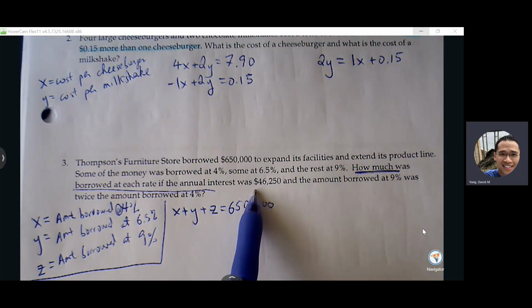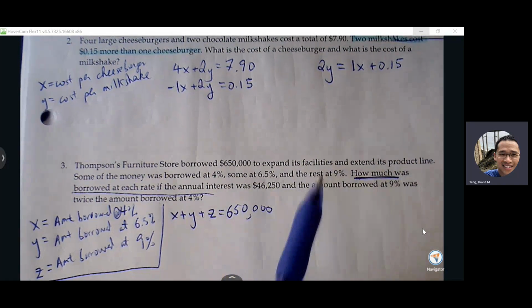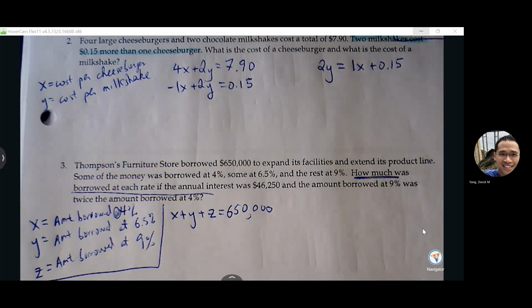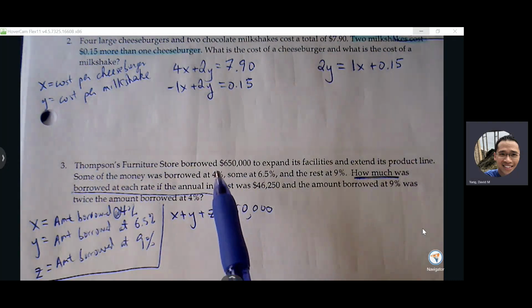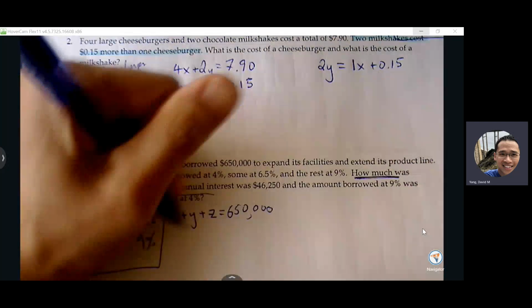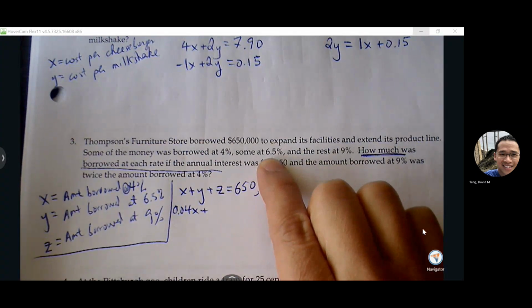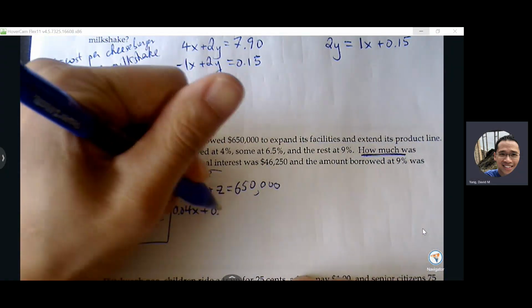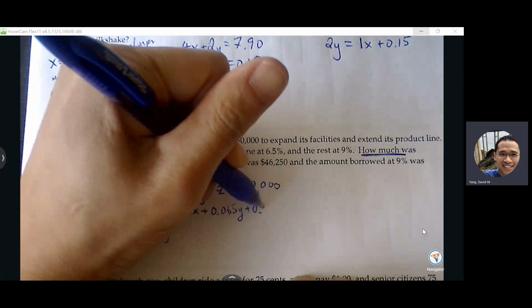So we want the interest to be 46,000. So that means how much is returned to you based off of the percentage that's returned to you. So how can we use the second equation involving the percentages here? Yeah, every percentage is going to be turned into a decimal. And the way you do that is you move the decimal over twice. Okay, so 0.04x plus what? Point, yeah, 0.065y plus 0.09z.